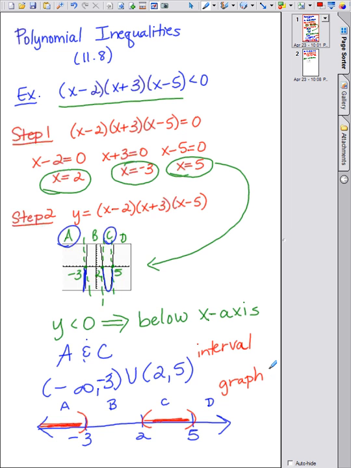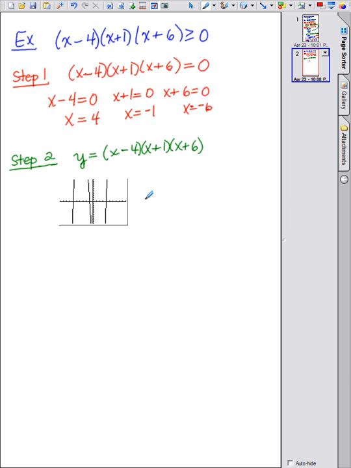Last example. This time we want to solve the inequality x minus 4, x plus 1, x plus 6 is greater than or equal to 0. That is, x minus 4 is equal to 0. Adding 4 gives us x equals 4. Or x plus 1 is equal to 0. Subtract 1 to get x equals negative 1. Or x plus 6 equal to 0. Subtract 6 to get x equals negative 6. So we have 3 solutions to this polynomial equation.